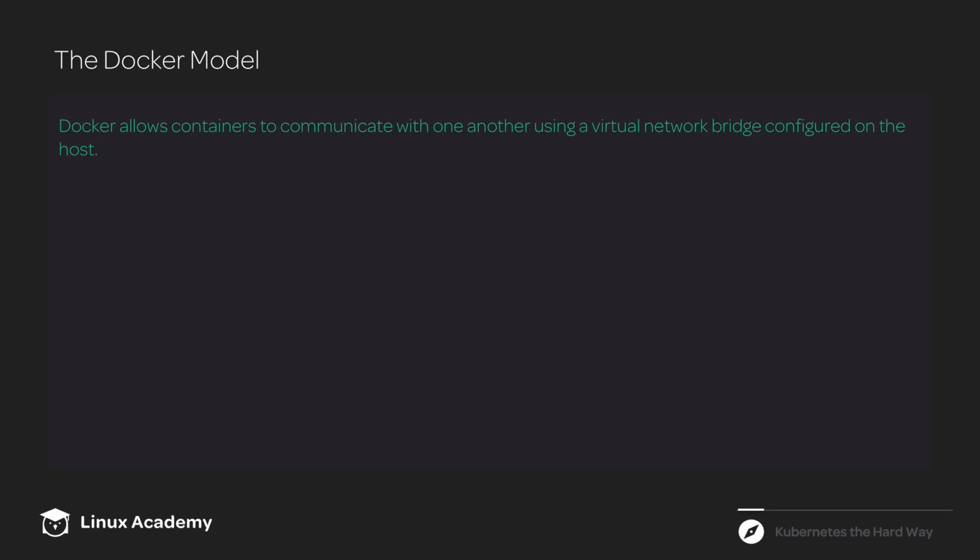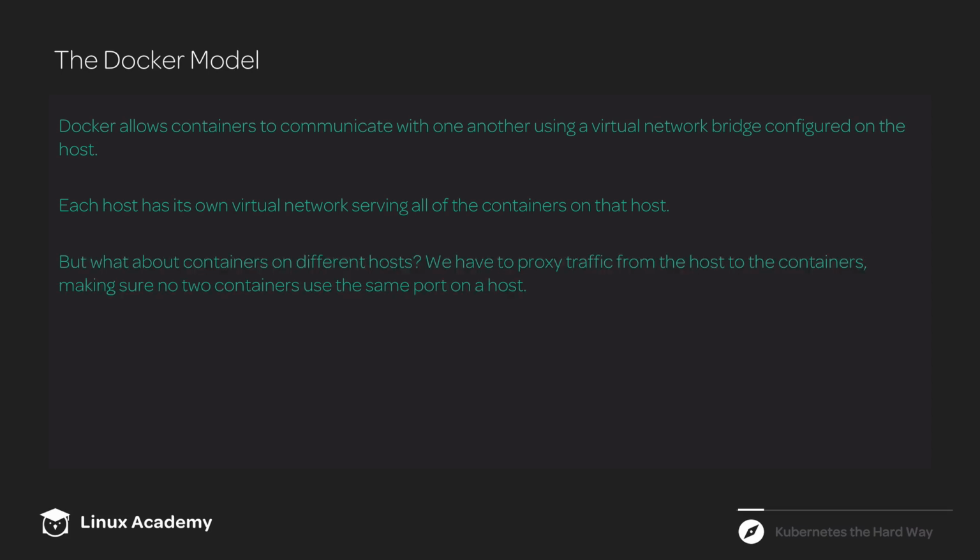So here is how Docker implemented the ability for containers to communicate with each other. It allows containers to communicate with one another using a virtual network bridge configured on the host. So if I have multiple containers and they're all running on the same host, they have a virtual network bridge that they can use to communicate with each other. Each host has its own virtual network that's created using that virtual bridge, which serves all the containers on the host. So you can think of each host as being its own self-contained virtual network.